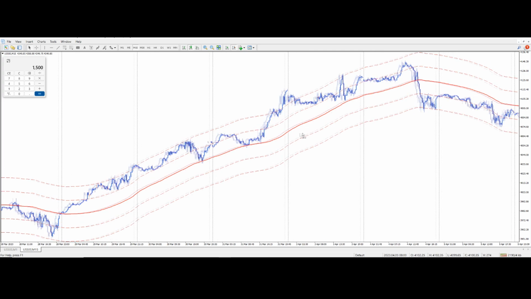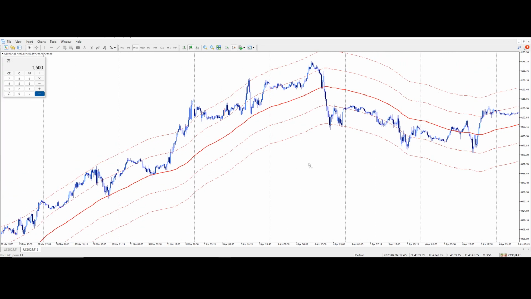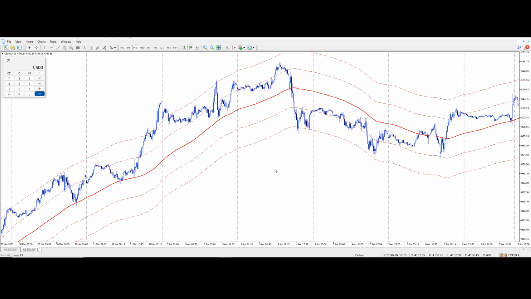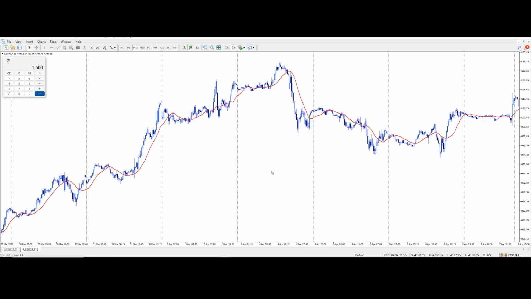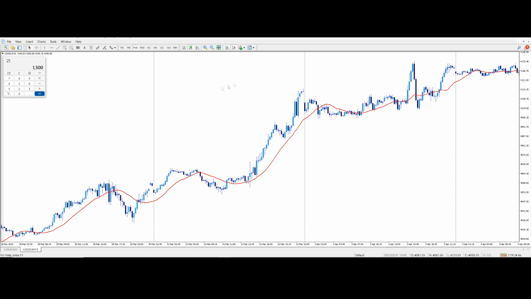You can do it with other periods. Let's see how it works with, for instance, the 20 period. Okay, we're on the 15-minute chart. So the 20 period. Okay, so let's do like this. And now this is the 15-minute chart.